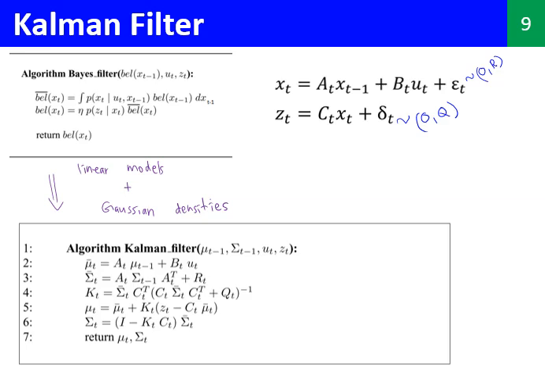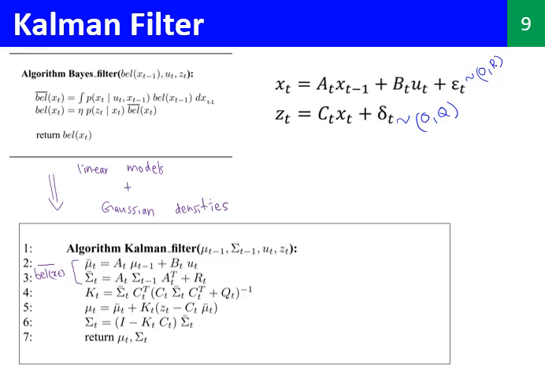Now the first step in the Bayes filter gives us an intermediate belief given by bel xt bar. And if you look at the Kalman filter in line 2 and line 3, what do we have? Here again we have mu t bar and sigma t bar. So this is pretty much the same thing as the Bayes filter. This part in the Kalman filter basically gives us bel xt bar. Alright, so it's pretty much the same.